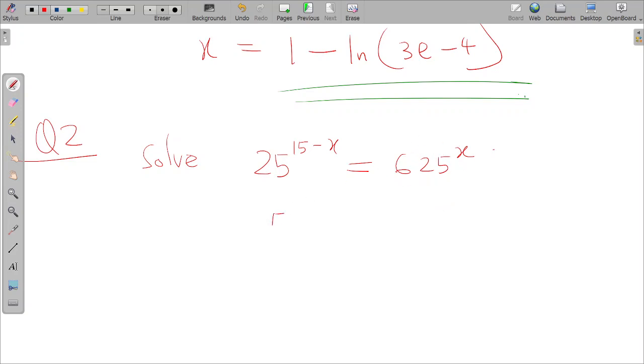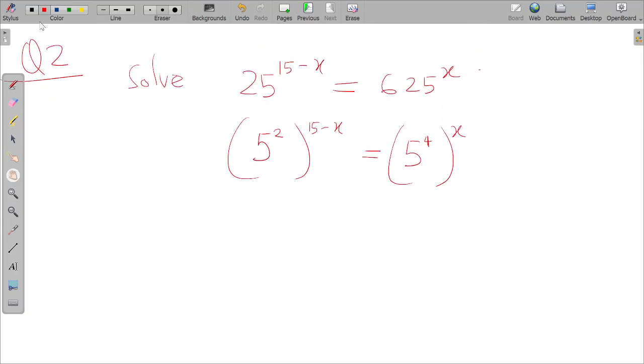Okay, we can have 5 raised to power 2. 5 raised to power 2 will give us 25. Here, 5 raised to power 4 will give us 625. Okay, with that now we use the law of exponents, and then we get that 5 to the 30 minus 2x equals 5 to the 4x.